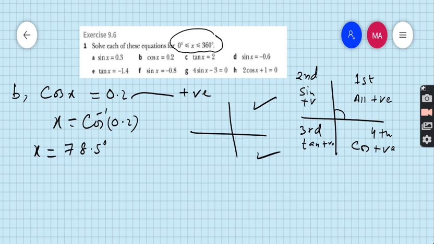And the fourth quadrant is greater than 270 and less than 360. So we should subtract this answer from 360 degrees. So our final answer is 360 minus 78.5, which is 281.5.